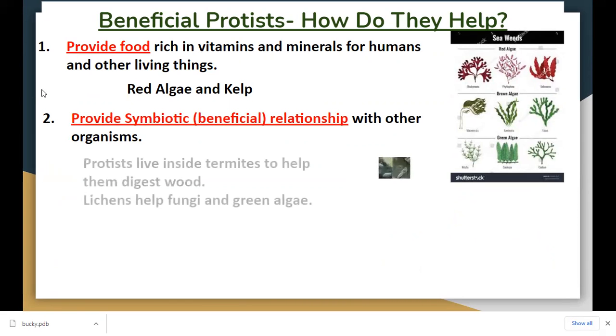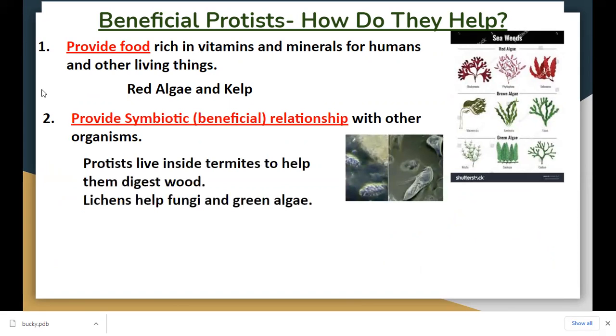What do I mean by this? Well, protists will actually live inside of termites. That shows you how small they must be, right? And the protists help the termites digest wood, which is what they eat. Lichens help fungi and green algae as well. So they have relationships that help each other.